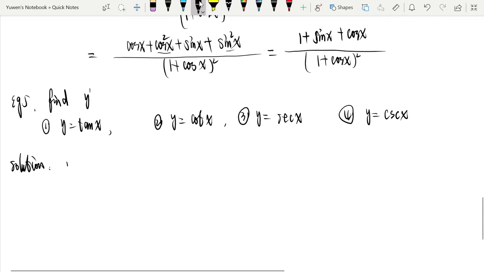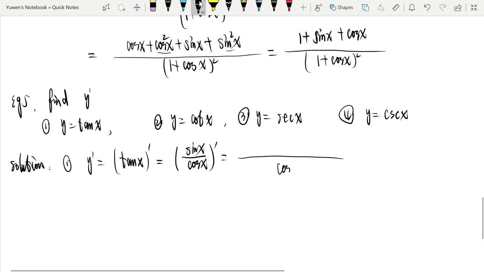Solution: first, the derivative of tangent x. We don't have the formula for tangent x, but we know that any other trigonometric function can be represented by sine x and cosine x. So tangent x is sine x over cosine x, then take the derivative. Use the quotient rule: cosine x squared in the denominator, and the derivative of sine x times cosine x minus sine x times the derivative of cosine x.